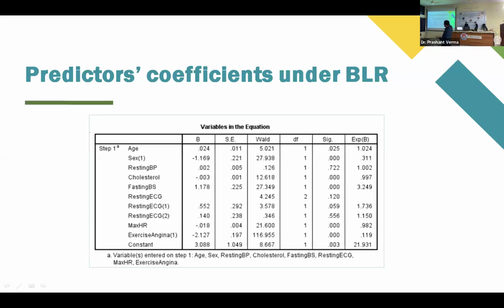So you can have a look at how to make the dummy variable as well.